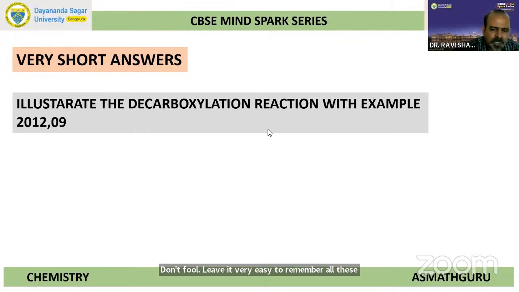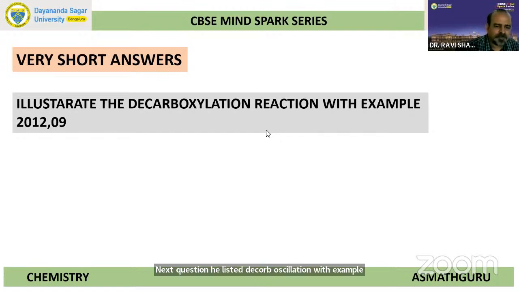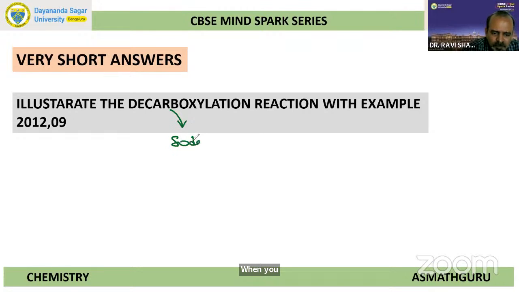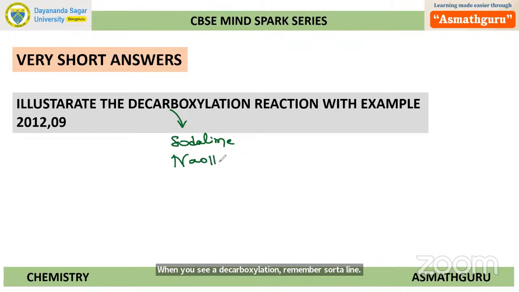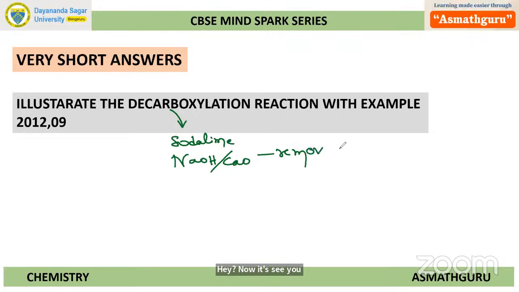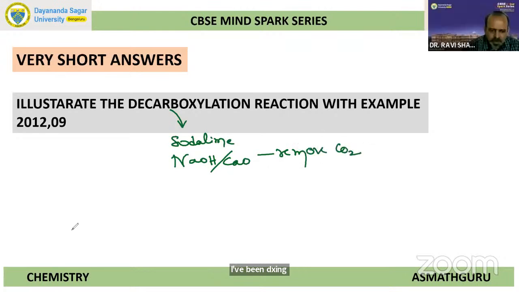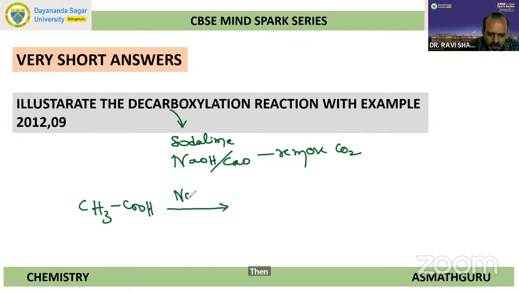Next question. Illustrate decarboxylation with example. When you say decarboxylation, remember soda lime. What is soda lime? NaOH and CaO. What is their job? To remove carbon dioxide. That's it, over. And you give an example. What is the example? Take CH3COOH. Then just write NaOH and CaO on the arrow.